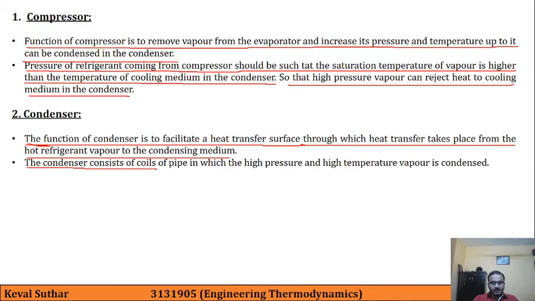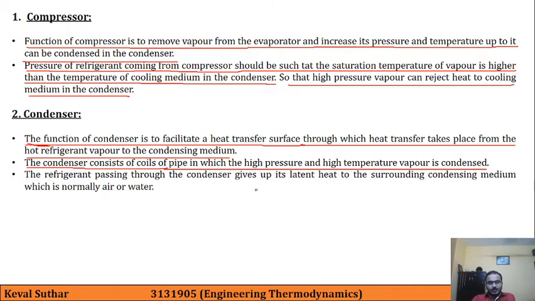The condenser consists of coils of pipe in which high pressure and high temperature vapor is condensed. Now the refrigerant passing through the condenser gives up its latent heat to the surrounding condensing medium, which is normally air or water.